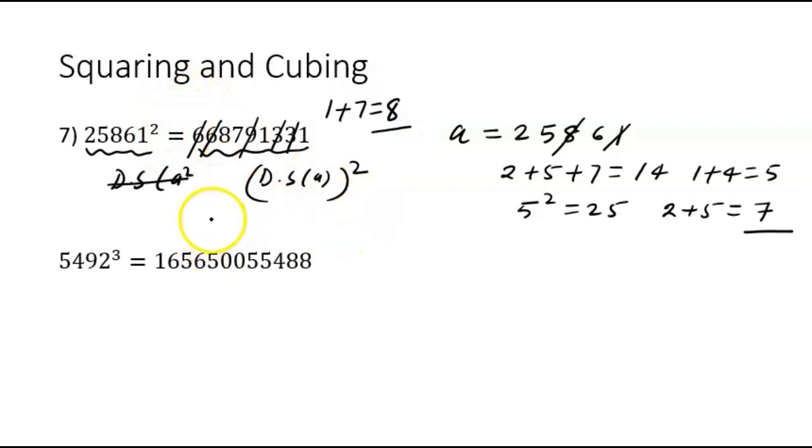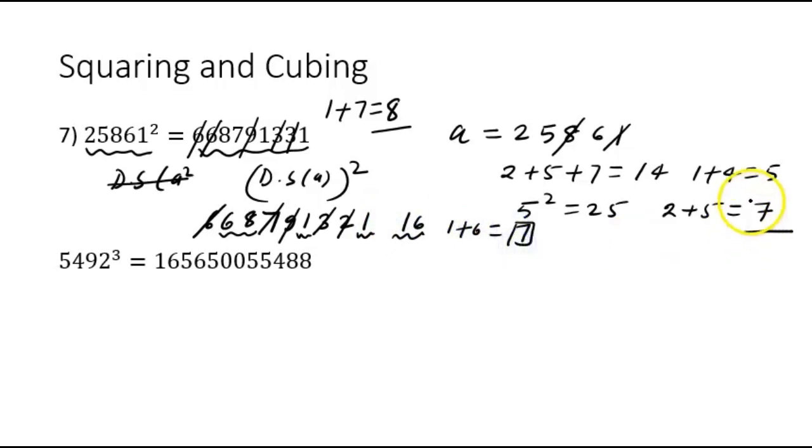So what is the correct answer? The correct answer is 66879 1321, because here I have deliberately written the wrong answer. Now calculate the digit sum of this and see what it is. This 6 and 3 make 9, cancelled. Now this 7 and this 2 make 9, cancelled. This 9 is cancelled. Now we have 6 plus 8 is 14, plus 1 is 15, and plus 1 is 16. So I get 16, and if you add 1 plus 6 you get 7, which is the same as the digit sum on the left hand side. So now this is the correct answer.